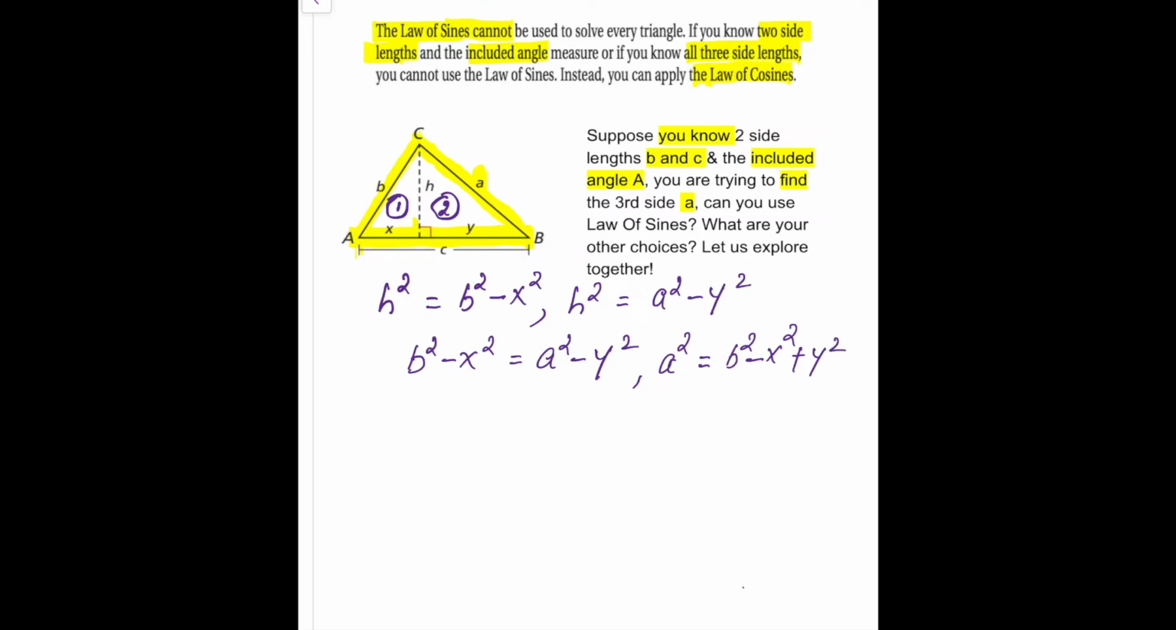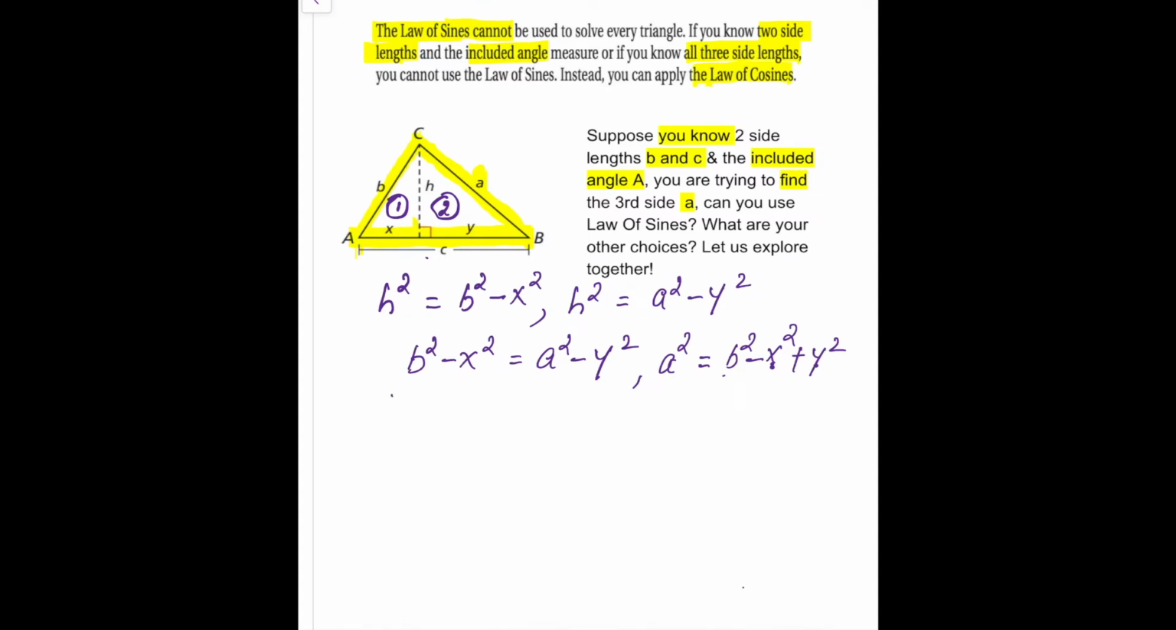I added positive y squared to both sides of the equation and got a 0 pair here, so that plus y squared stays on the right side. I switched the sides here. So a squared is equal to b squared minus x squared plus y squared. Now we know b, but we have to somehow connect x and y to c.